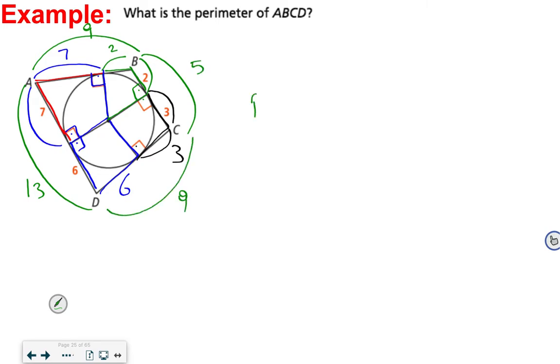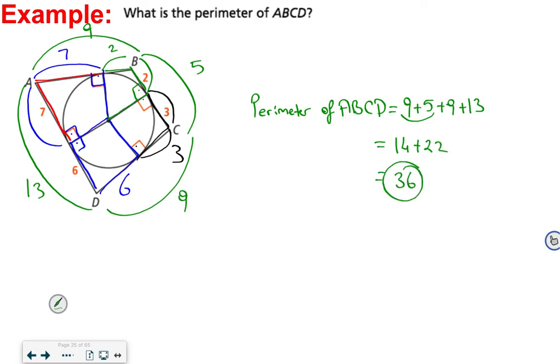To be able to find the perimeter of ABCD, we need to add all the sides. 9 plus 5 plus 9 plus 13. If you add them up, 14 plus 22, which is equal to 36. This is your answer.